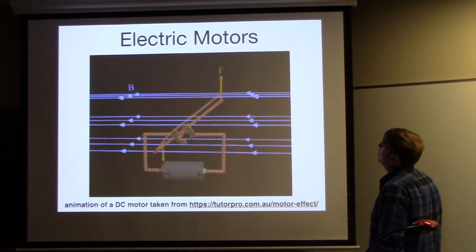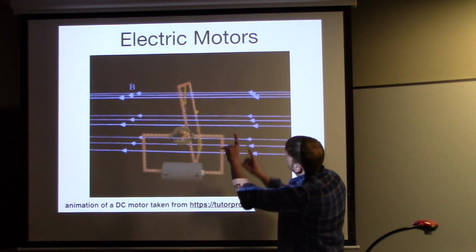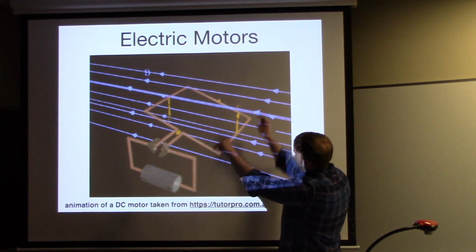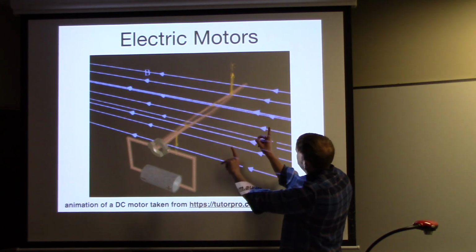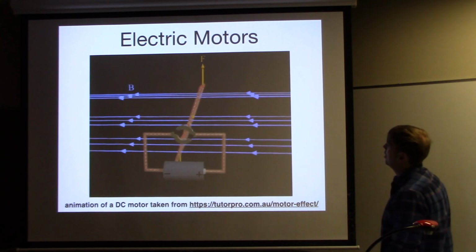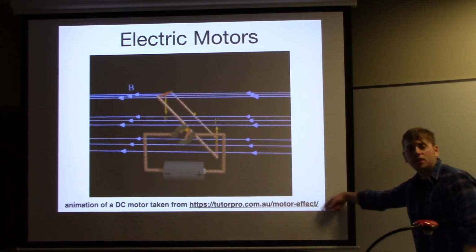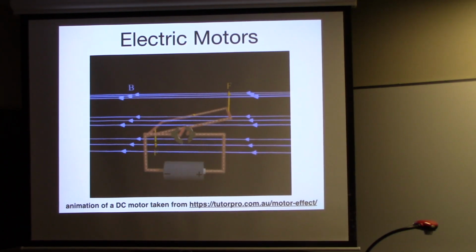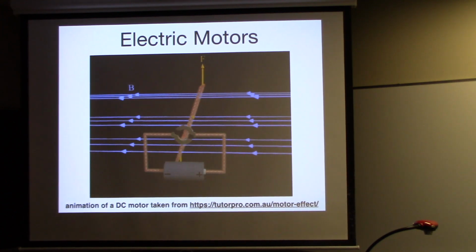So again, as we pass over that top position, the current flips, allowing us to keep a steady torque that keeps going in the same direction and doesn't change. If you want to look at this animation again, I have a link to it down here on the slide.